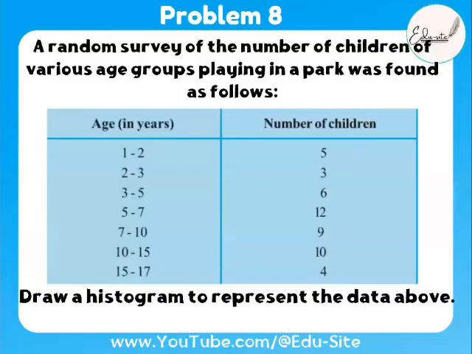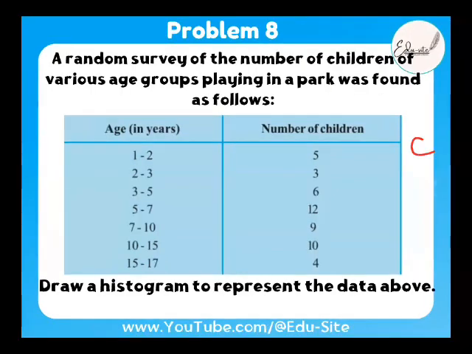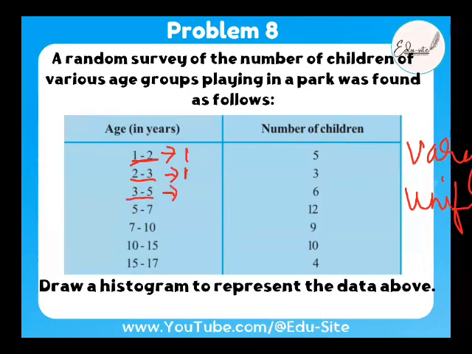Now we'll see the next problem, problem number 8. Look here, first you have to see the class intervals. Class intervals are correct. 3, 3, 3, this is correct. Next you have to see whether the widths are varying or uniform. How will we see this? We have to see the difference. Between 1 and 2, what is the difference? 1. Between 2 and 3, what is the difference, beta? 1. Between 3 and 5, what is the difference? 2. So it is a varying width, right?